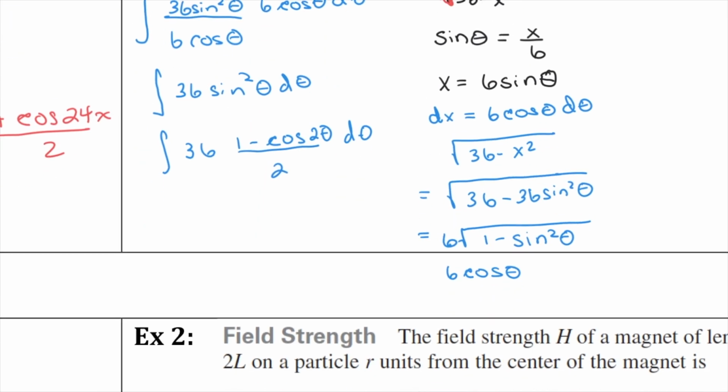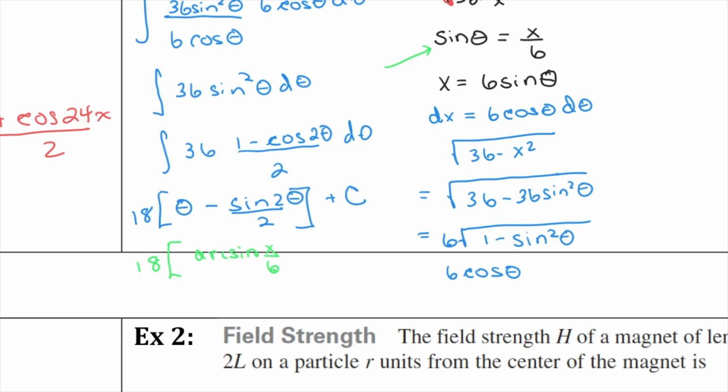We integrate at this point, and we have 18 multiplied by theta minus sine 2 theta divided by 2, and then we add C. However, we know we can't keep our theta values in there. Go back to our original problem where we set up the sine of theta, solve for theta. We get 18 times the arc sine of x over 6.